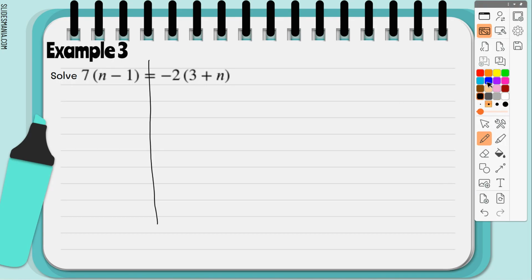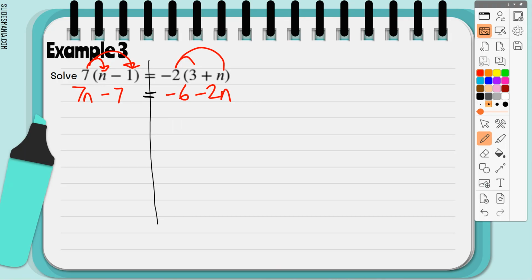First things first, the very first thing you ever want to do is ask, do I have parentheses? And if I do, I'm going to take the number in front and multiply inside. 7 times n is 7n. 7 times -1 is -7. Bring down the equal sign. Doing the same thing on this side, -2 times 3 is -6, and then -2 times n is -2n.